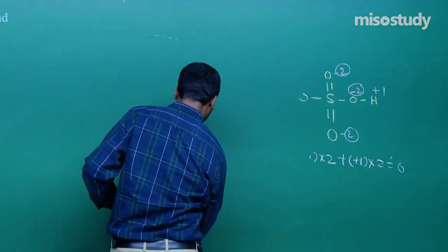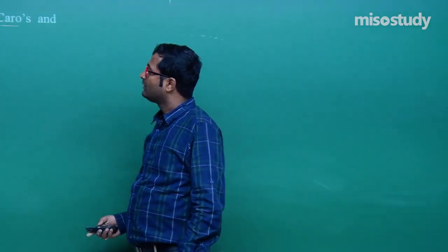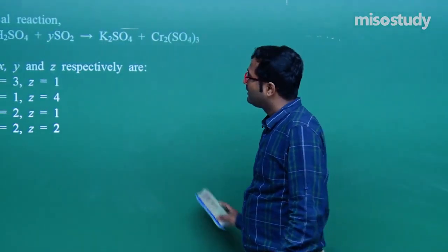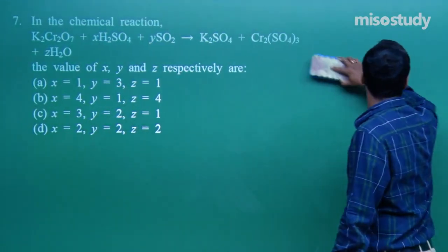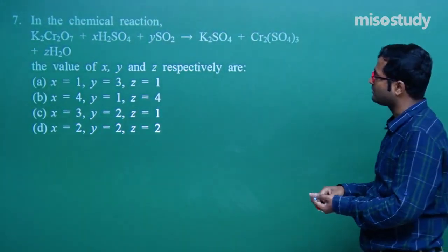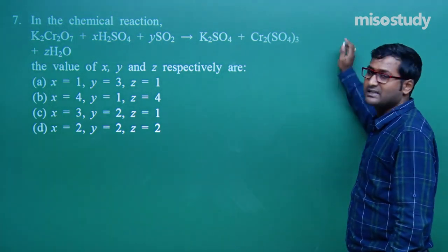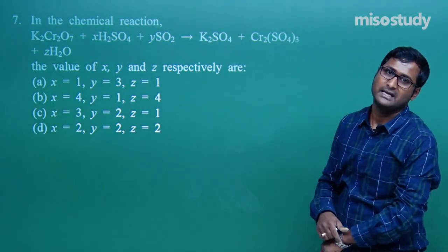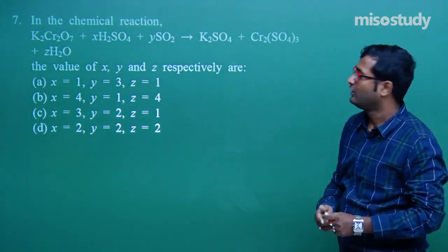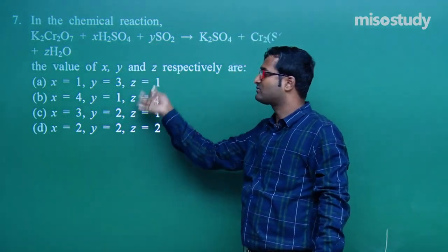Wait for a moment. Now the next question. This is a question similar to the JEE Main 2018 examination questions. The values of x, y, z respectively. The best method to solve such a question in a quick interval of time is the hit and trial method. Put in the values and check out whether there is a perfect suitability or not.